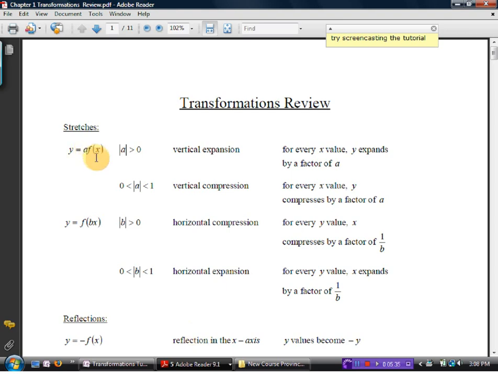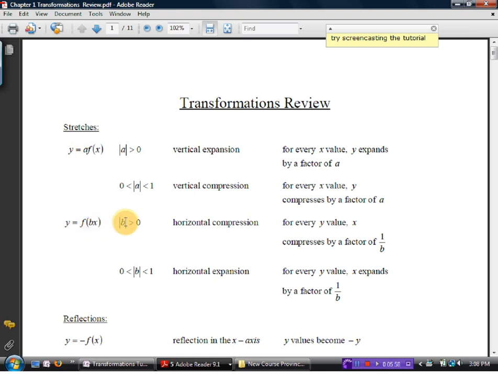Anything here is a vertical stretch, and it's not backwards because it's already been moved over. If it was on this side, it would be backwards. So a 1/2 over here is a vertical expansion by a factor of 2, because a 1/2 becomes a 2 on this side anyhow. Anything next to the x is horizontal. This would be a horizontal expansion or compression.